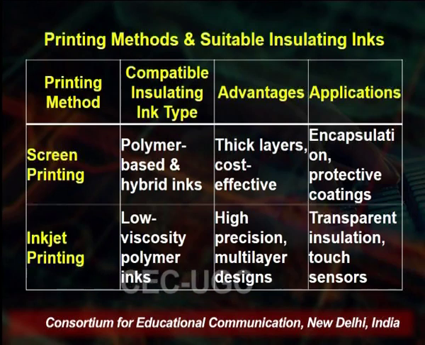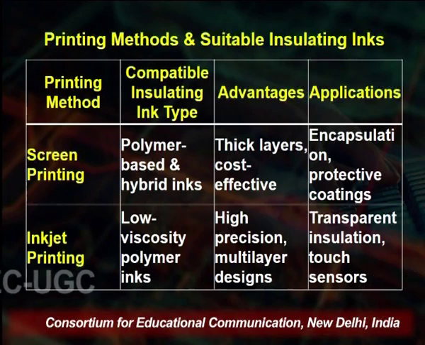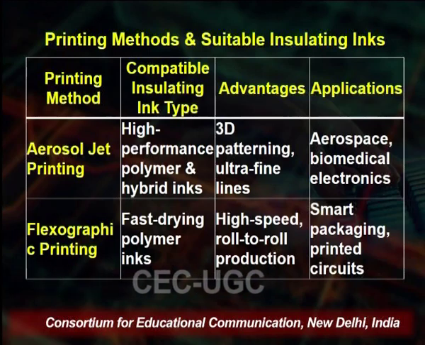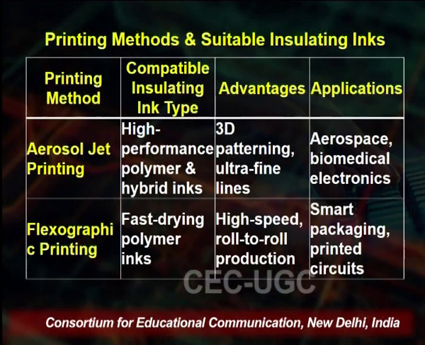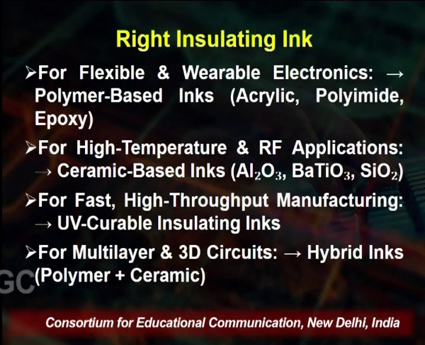Screen printing's advantages are the thick layer, cost effectiveness, and encapsulation, which we can do using insulating ink. Moreover, we can apply protective coating where conductive materials are not required. Another is inkjet printing, which offers high precision multi-layer design, so transparent insulations and touch sensors can be prepared using inkjet. Aerogel, high performance polymer and hybrid ink must be used for 3D patterning and ultra fine lines. Flexographic printing uses fast drying polymers, and high speed roll to roll production can be done.